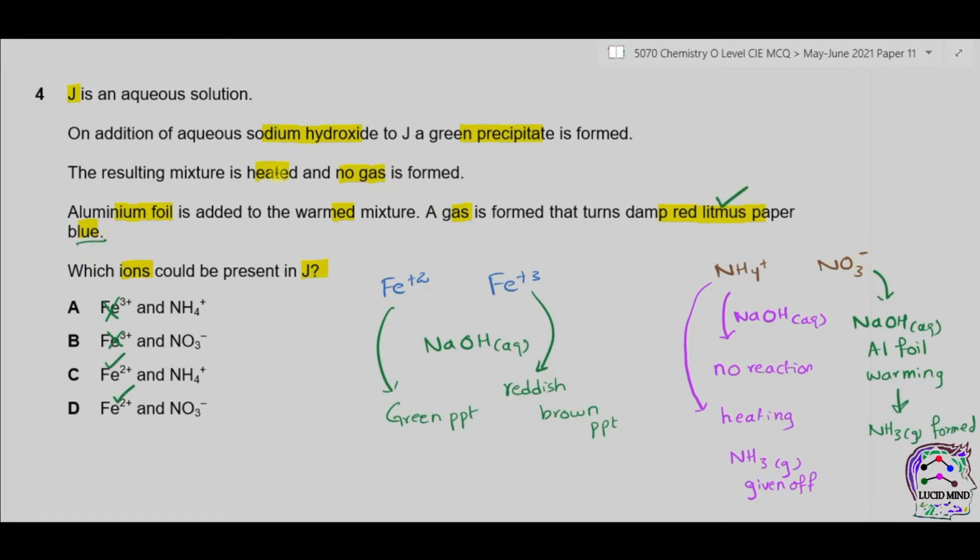Nitrate ions do not produce any gas upon addition of only sodium hydroxide. The gas is produced when aluminum foil is added along with warming. Therefore, the second ion present is nitrate, it is not ammonium. Correct answer is therefore part D.